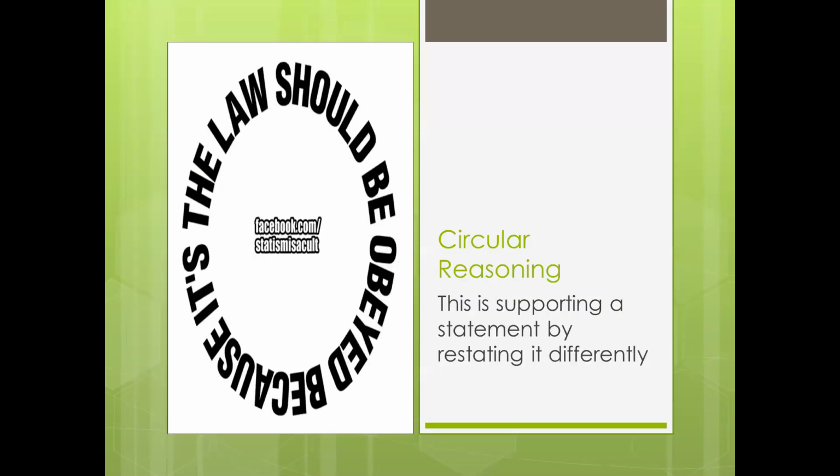Circular reasoning really is well represented by this illustration. And as you can see here, it says, the law should be obeyed because it's the law. So no argument has actually taken place here. That supports a statement by just restating it in a different way.